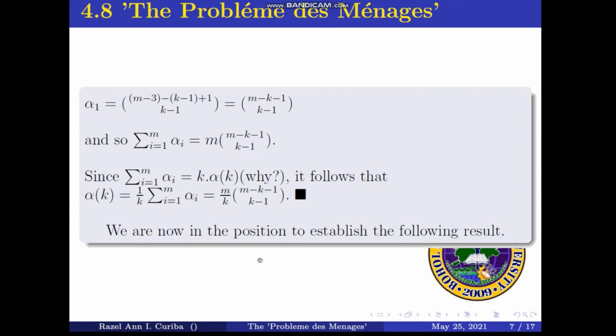we have alpha_1 equal to the binomial of (m minus 3 minus (k minus 1) plus 1) choose (k minus 1), which is equal to the binomial of (m minus k minus 1) choose (k minus 1). And so we have this summation. It follows that alpha(k) is equal to 1 over k times the summation of i equal to 1 up to m of alpha_1, which is m over k times the binomial of (m minus k minus 1) choose (k minus 1). So this is the end of the proof. We are now in the position to establish the following result.